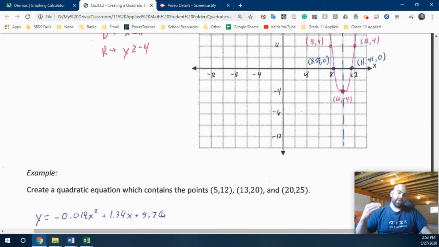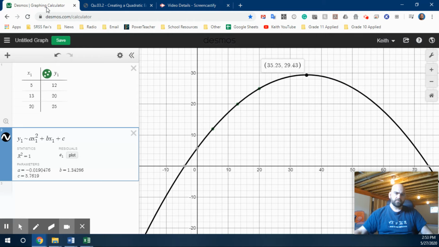It's important that we understand where these pieces come in and how we go through and solve them. So plug in our 3 points, at least 3 points, use our regression, and our regression will then immediately pop up what the line looks like.